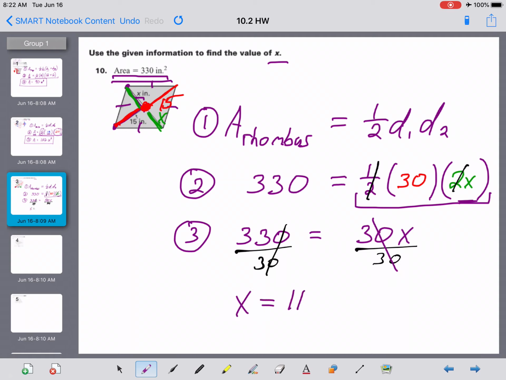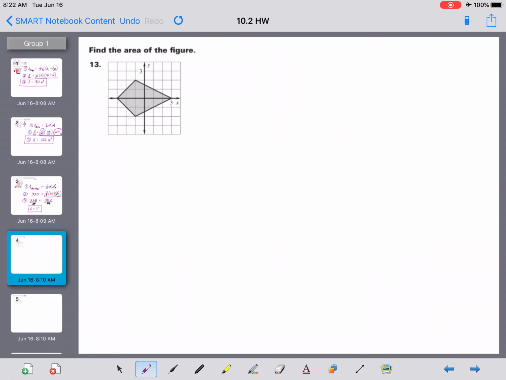is equal to 11. Now in this problem, they told us the units were inches right here. You don't need to put inches in your answer because they've already included inches on the x right there. We were just coming up with the numerical value of x, so that's going to be 11. All right.